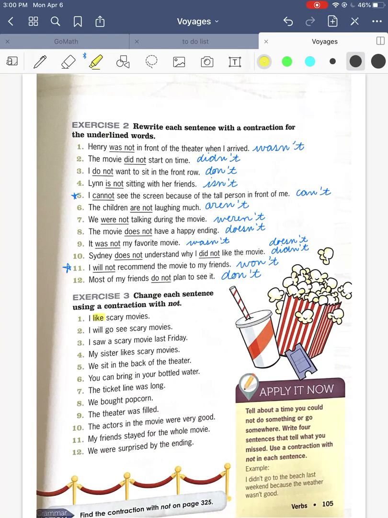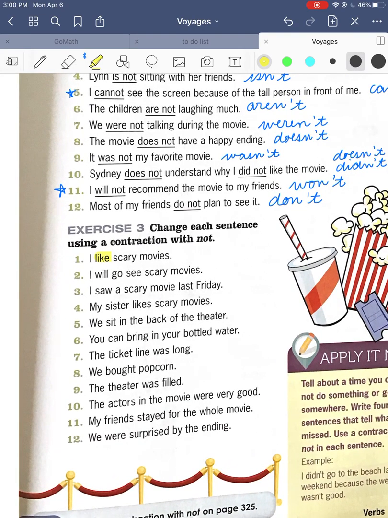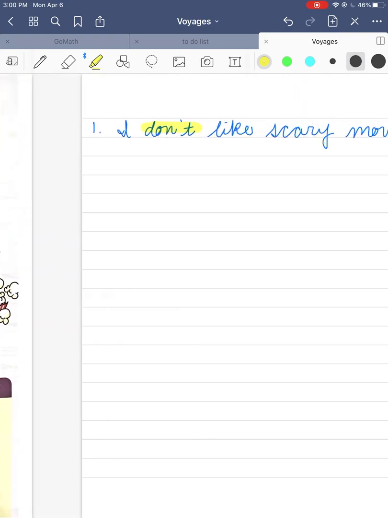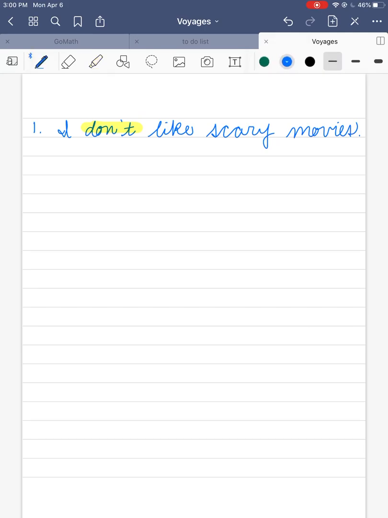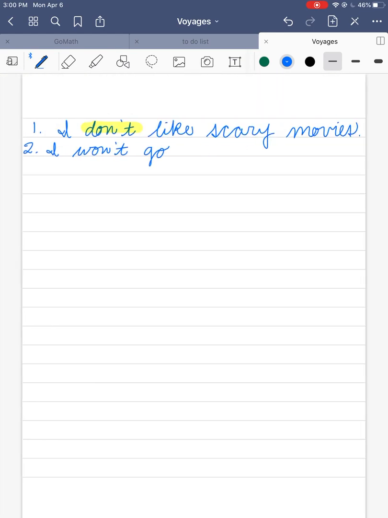You're going to find the verb in the sentence, and that's what you're going to help change. So I will go is a helping verb. So a future verb. So instead of will go, we're going to change it to will not go, and that is the contraction won't. So I won't go to see scary movies.